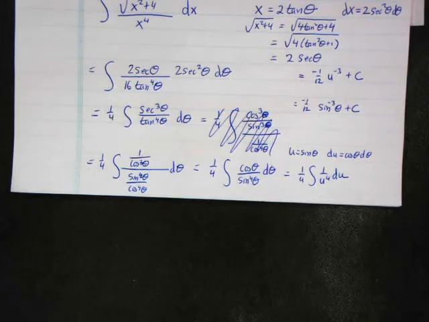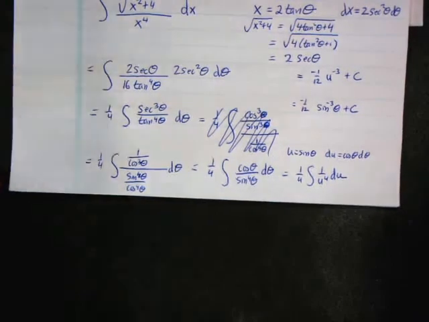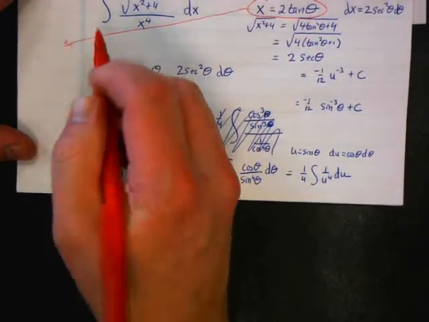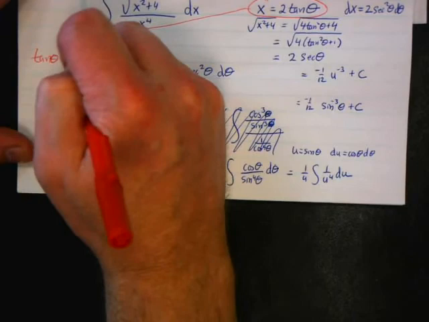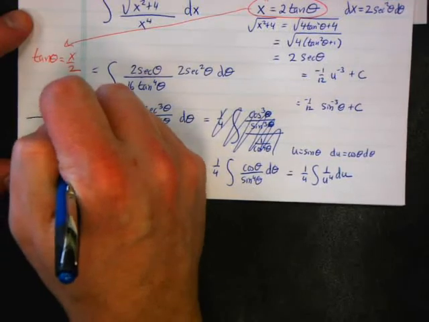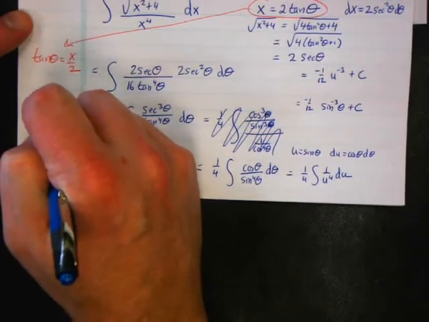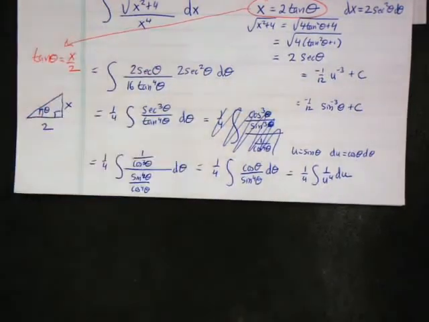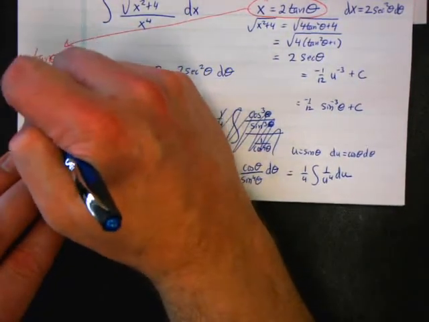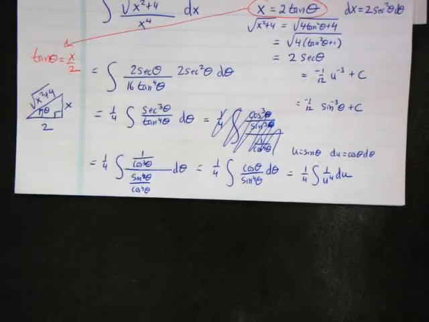Finally, we can finish this one when we plug our x's back in. So we got to go back up here and use this to draw a triangle. Tangent of theta is x over 2. Triangle. Theta, so it's x over 2 like that. Opposite over adjacent. Pythagoras says the hypotenuse is the square root of 4 plus x squared. I'm going to write it as square root of x squared plus 4, but square root of 4 plus x squared would be the same.